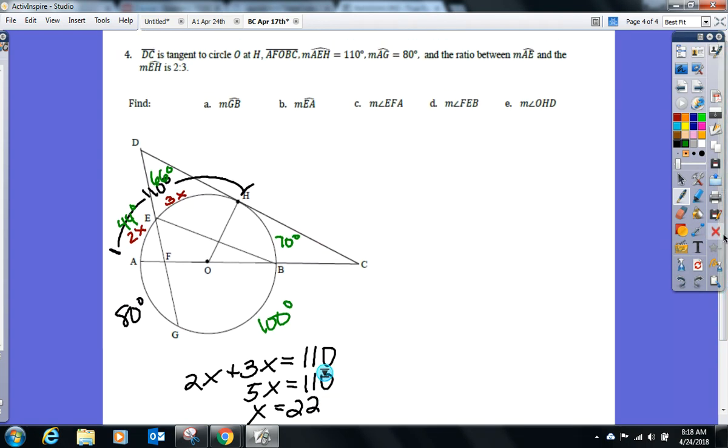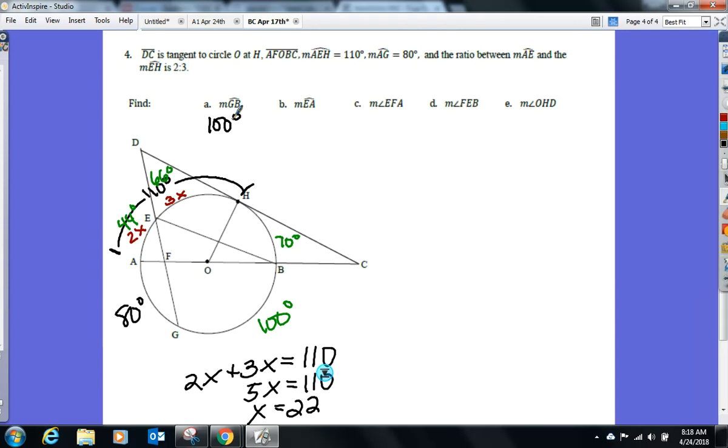All right, I got all the arcs. Time to go to work. Oh, GB, already found it. Look at that. Already found it, 100. Arc EA, oh, already found it, 44. Look how easy this is when you just worry about the arcs at first and not the questions.